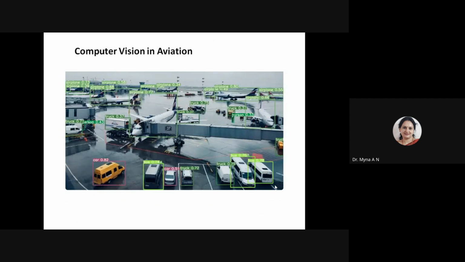This is computer vision in aviation. You can see the image of an airport where various objects have been recognized. This image just shows the object recognition, but later on many other applications and processing will follow after this.